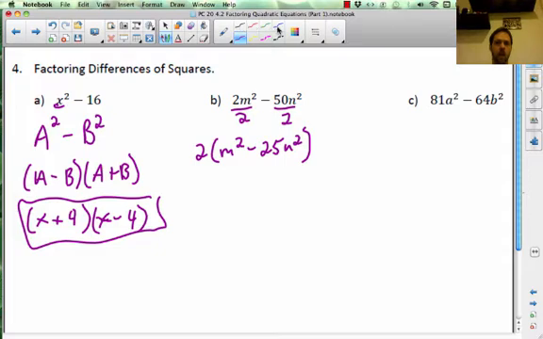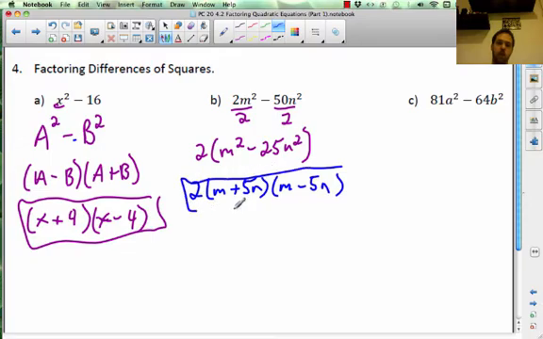So our a is m, so we leave our 2 out front and we go m plus something times m minus something. Our b squared is 25n squared. So our b would be the root of that. So we take the root of this. The root of 25 is 5, and the root of n squared is n. And then we just write the same term in both of them. And we're done.